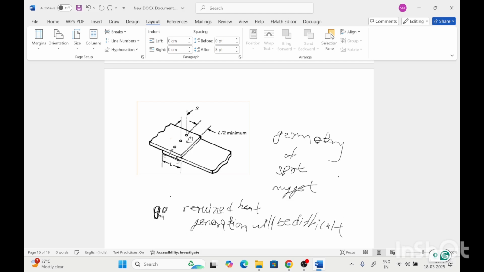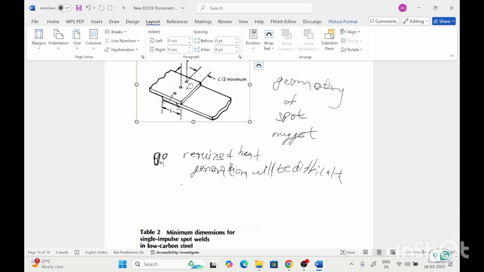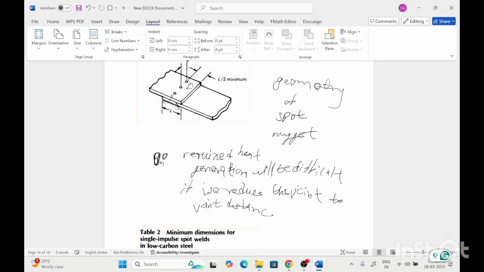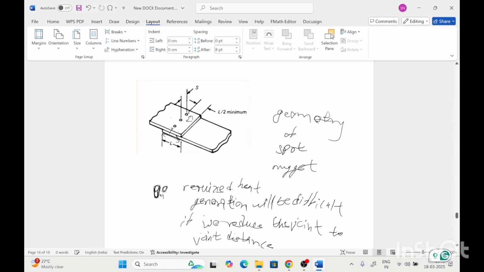If we reduce the joint to joint distance. So this rule we have to follow, means we need to do the welding at the L/2 distance, L/2 gap, and the distance between two joints also should be maintained.